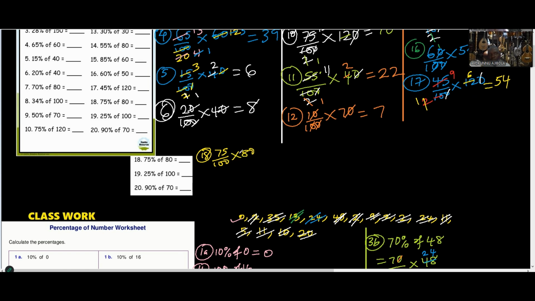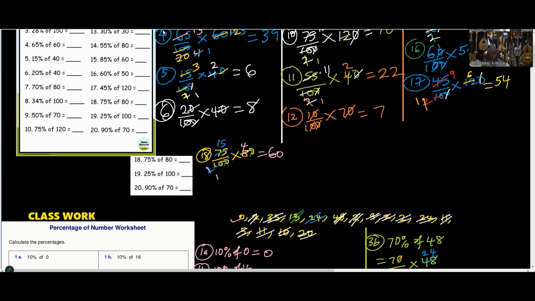So 1 zero cancels 1 zero, okay? Then 5 here, 5 in here is 15. So 2 can divide the 8. So 2 here, 1, and 2 here, 4. 15 times 4 is what? 60.